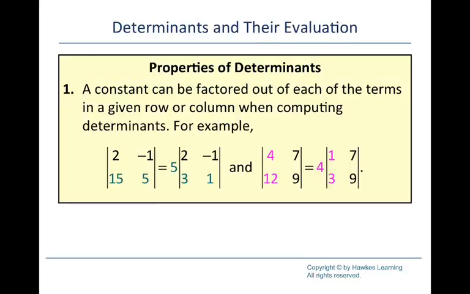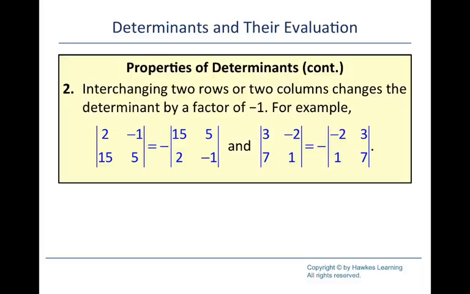Okay, properties of determinants. You can factor out a constant. So I could say that the first minor is equivalent to 5 times 2, negative 1, 3, 1. And 4, 7, 12, 9 is the same as 4 times the matrix where you divide the first column by 4: 1, 7, 3, 9. Personally, I wouldn't do this. I would just multiply them. It's not that hard, and you have a calculator. So I don't see any reason really to factor out terms like that. I think it just makes it more confusing.